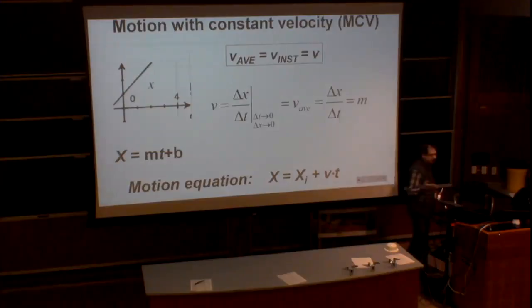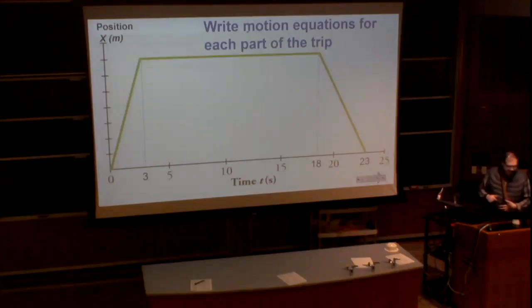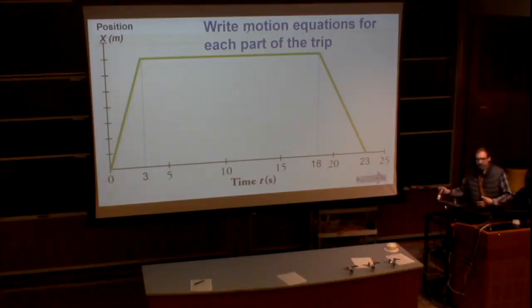So technically, rest is a special case of motion with constant velocity, when it remains constant and remains to be zero. Now, let's practice a little. So we have a graph for the position as a function of time. It has three parts. And the first thing to do is to draw a motion diagram. Let's do it right here.